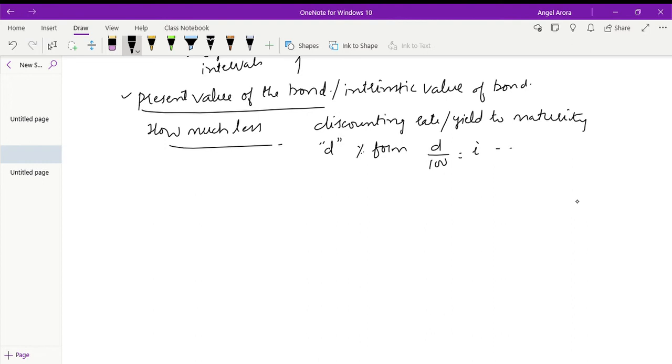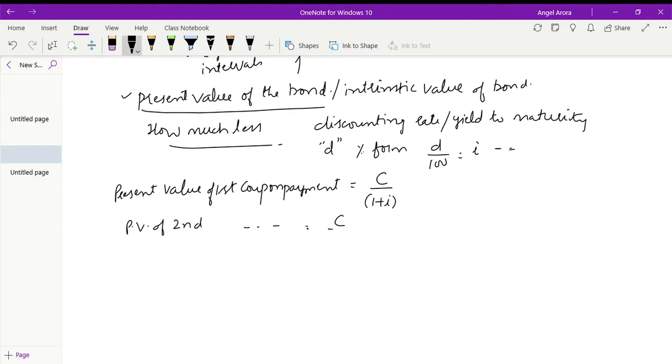So present value, first coupon payment he will get at some interval. So present value of the first coupon payment that the bondholder is getting should include I. So it will be C, C is the coupon payment here, upon 1 plus I. I told you I is the yield to maturity in decimal form. So 1 plus I. Similarly, PV of the second coupon payment will be C upon (1 plus I) raised to 2, and so on.